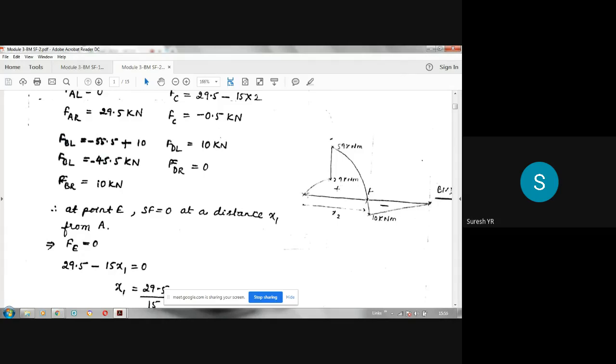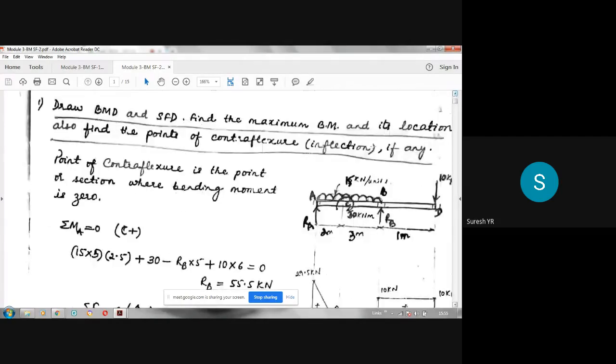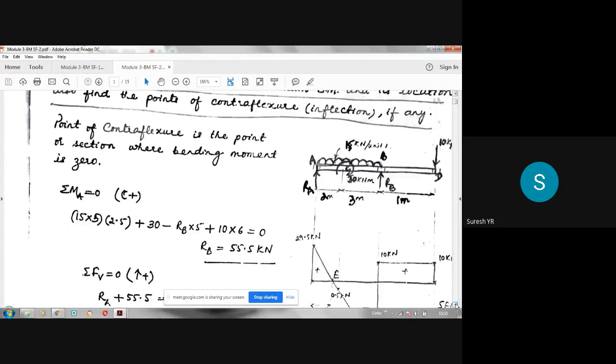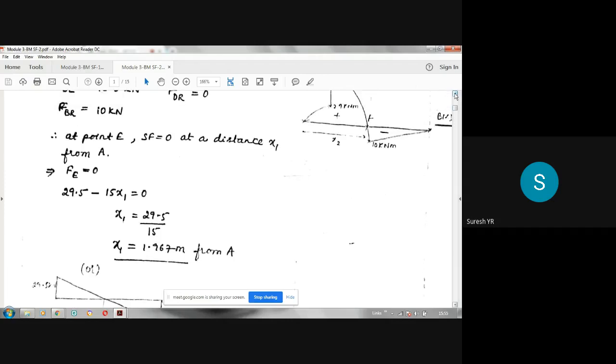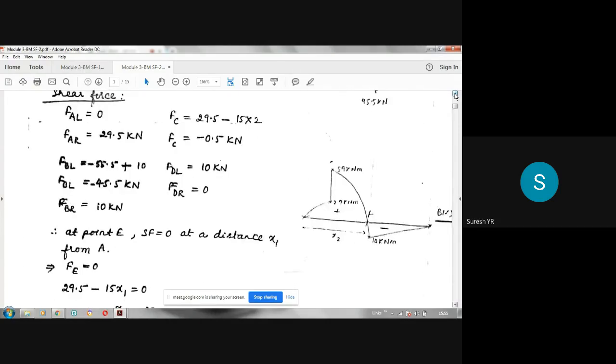Now how we have to join that? That is very important. It is a UDL. See here, from A to B, it is UDL. UDL means bending moment diagram is a parabola. I had explained in the last classes. If it is concentrated load, bending moment diagram is a straight line. If it is UDL, it is a parabola. If it is UVL or triangular load or trapezoidal load, it is cubic parabola. So you have to join by a smooth curve now, like this. It's not a straight line, because from A to B, you have to join the bending moment values by parabola only. So here it is parabola.